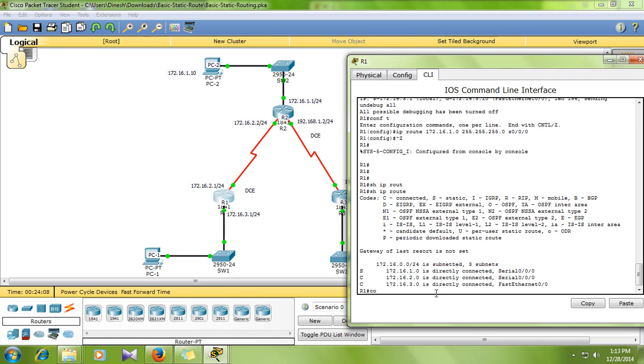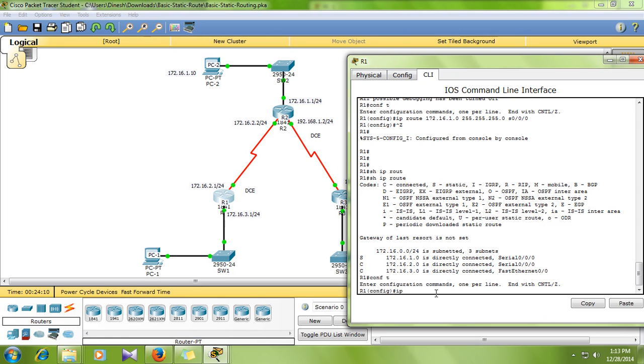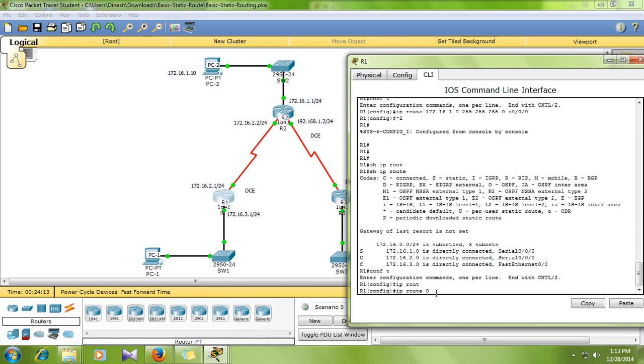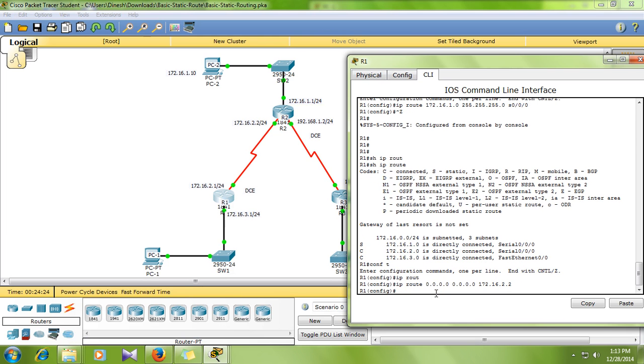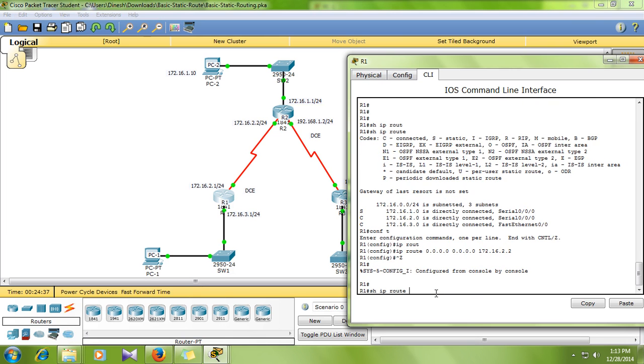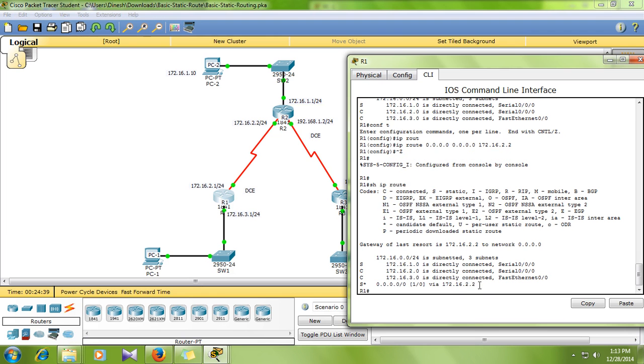Same command, ip route 0.0.0.0 0.0.0.0, any destination, any network. You need to specify 172.168.2.x next to your interface only. Should not mention the exit interface, because if you mention the exit interface, it will be considered as a directly connected route. See, for 192.168.1.0 we used the exit interface, so it is considered as a directly connected interface. When we use the next hop address, the administrative distance is 1.